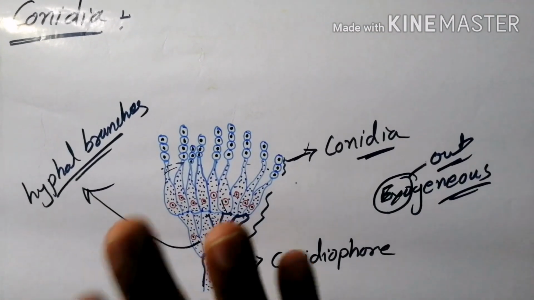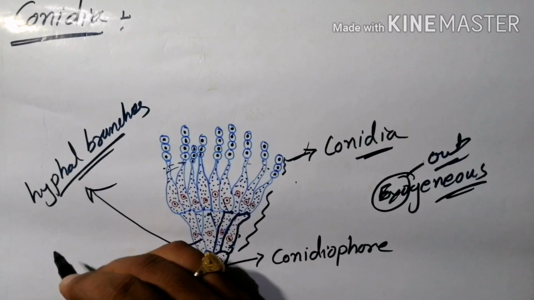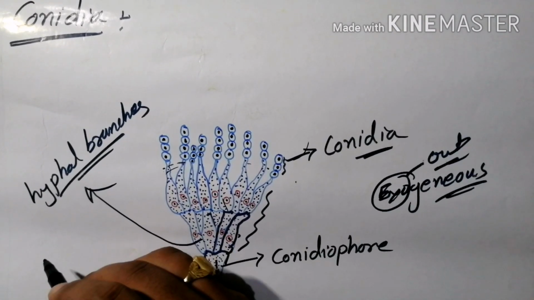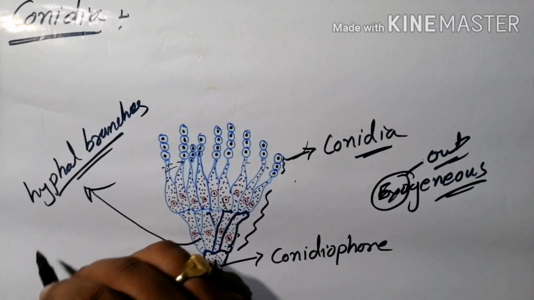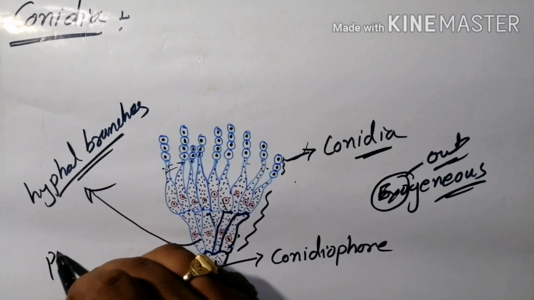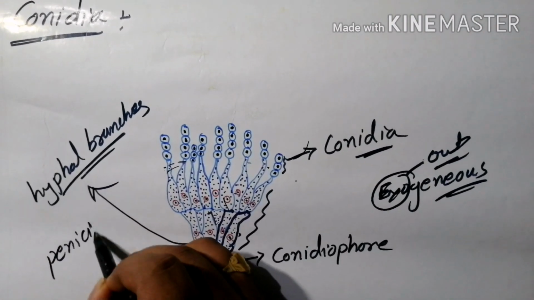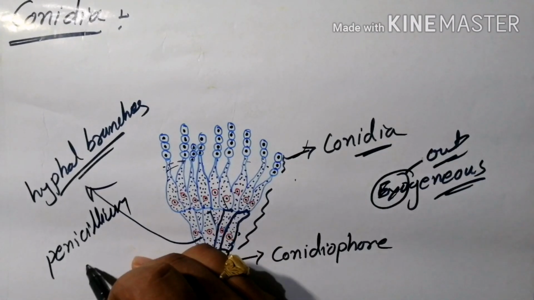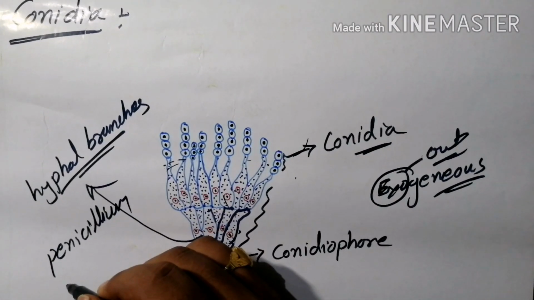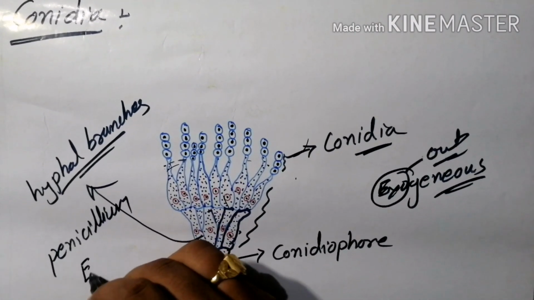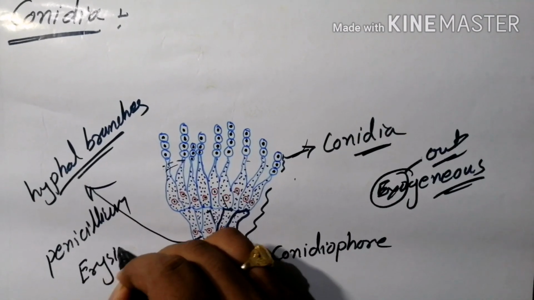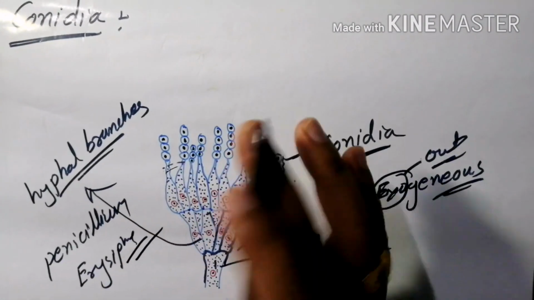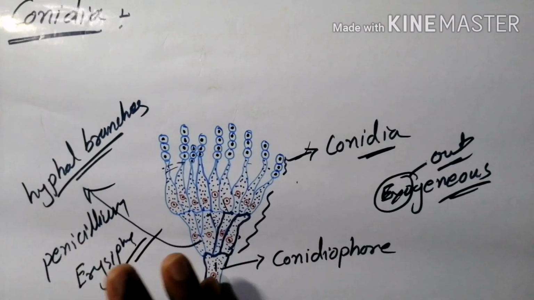It basically forms in some types of fungal species, like the most commonly known Penicillium and Erysiphe, etc. These are some examples of conidia.